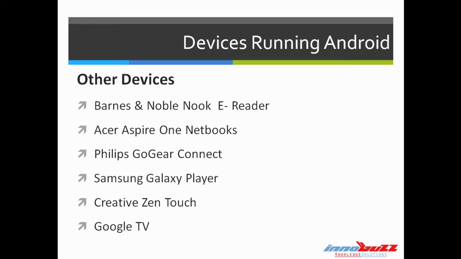Other devices. Android doesn't restrict itself to smartphones and tablets. It also runs on an array of devices like ebook readers and media players. Some examples of these devices are Barnes & Noble Nook e-reader, Acer Aspire 1 netbooks, Philips Go Gear Connect, Samsung Galaxy Player, Creative Zen Touch, and Google TV. Google TV is the television version of Android running across TVs.